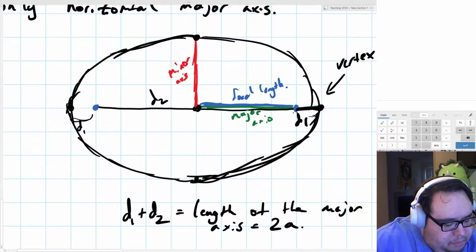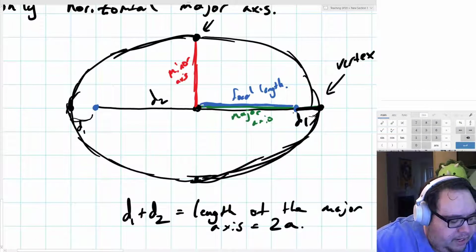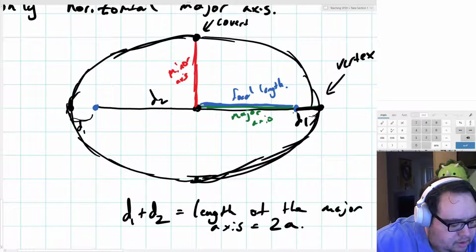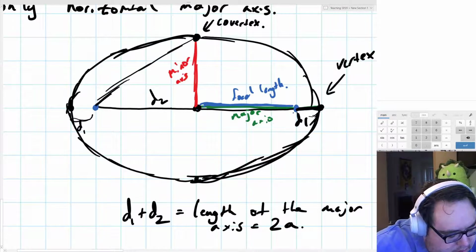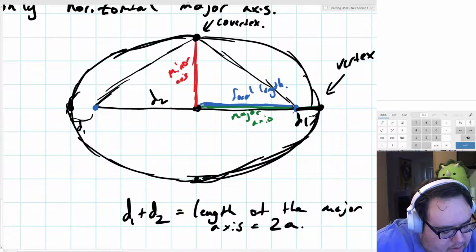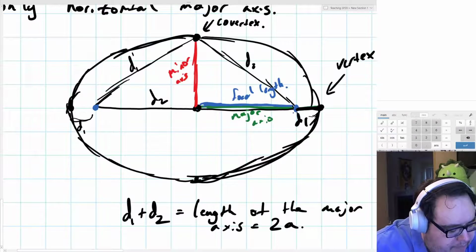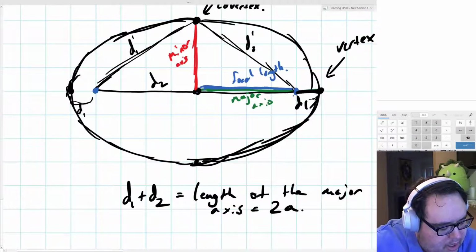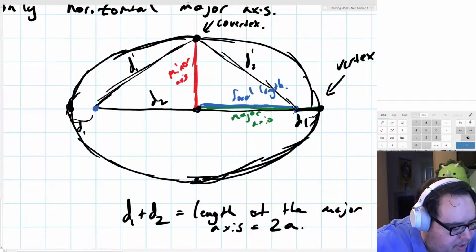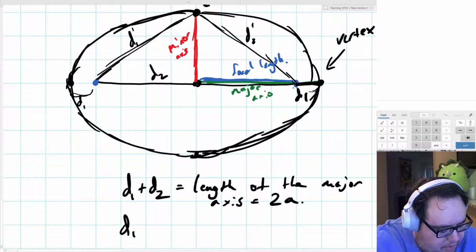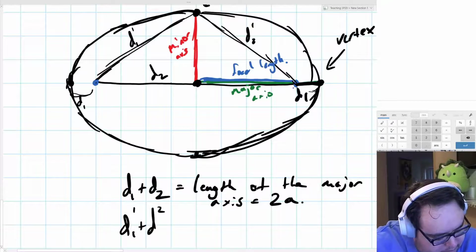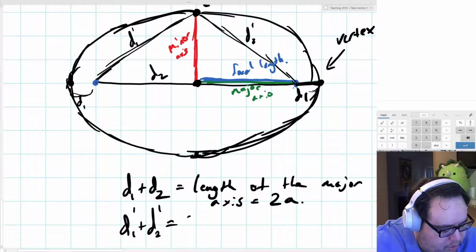So if we then pick another point up here at the very end of the minor axis, this is actually called a covertex, then we again get two distances. We'll call this D1 prime and D2 prime. One of them is the distance from the right-hand focus to the point on the ellipse. The other is the distance from the left-hand focus to the point on the ellipse. They must also add together to the same length. So D1 prime plus D2 prime is also equal to 2A.